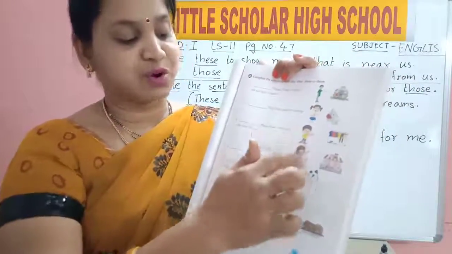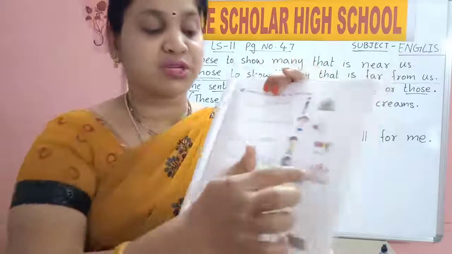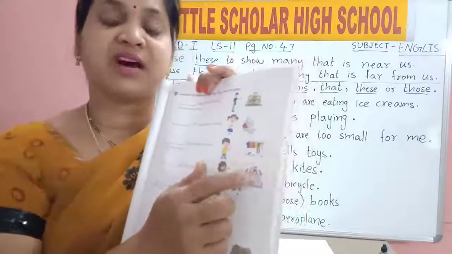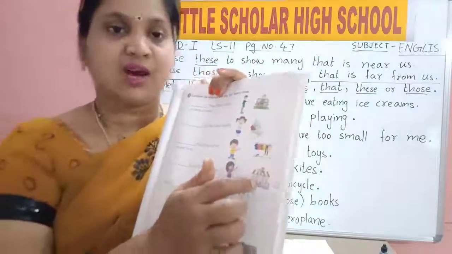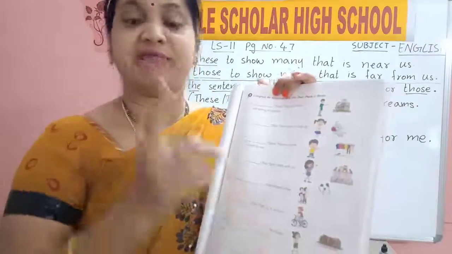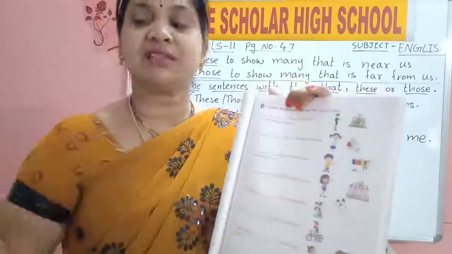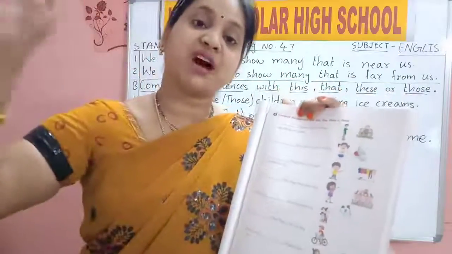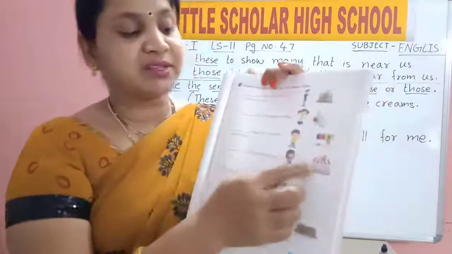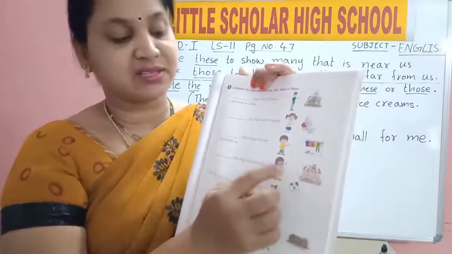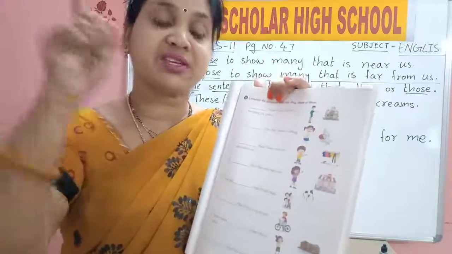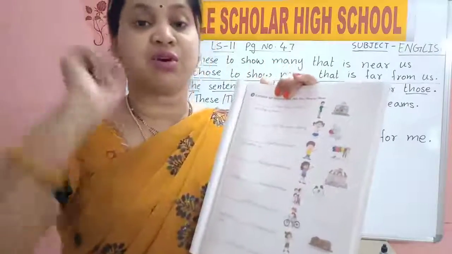Here see, this girl is pointing out a toy shop. How many toy shops are there? One or many? One. One means this or that will come. If the toy shop is near, we will say this. If the toy shop is far, what will we say? That. So here the toy shop is a little far. She is pointing with her hand and she is saying that is a toy shop.